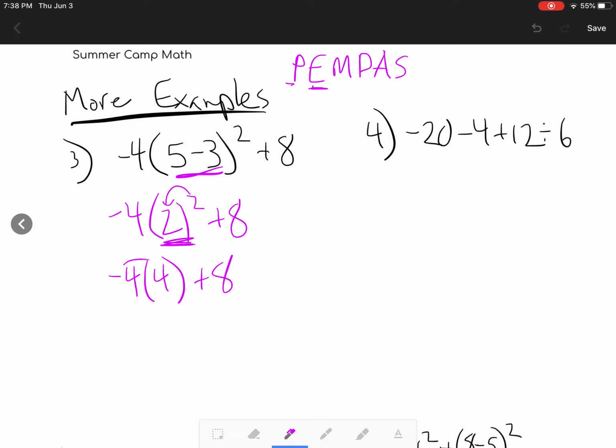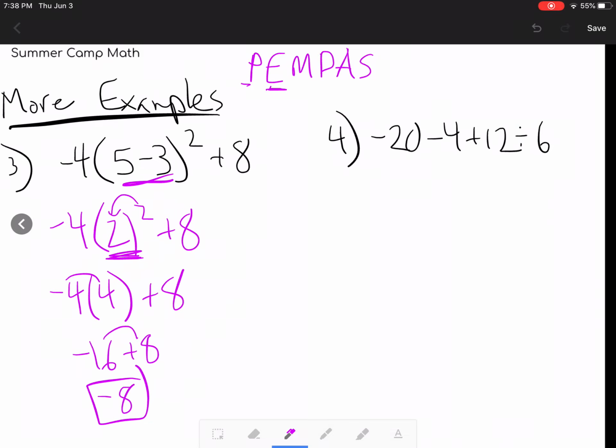And then now we can do our multiplication, -16 plus 8. Finally, end with some addition, and we have -8. Box it, walk away. Here, we have a lot of things going on.